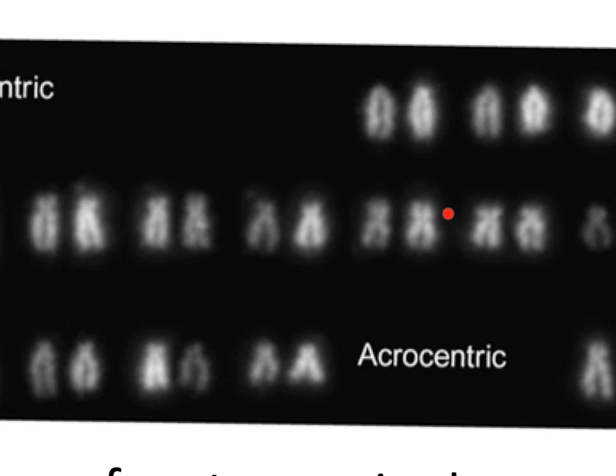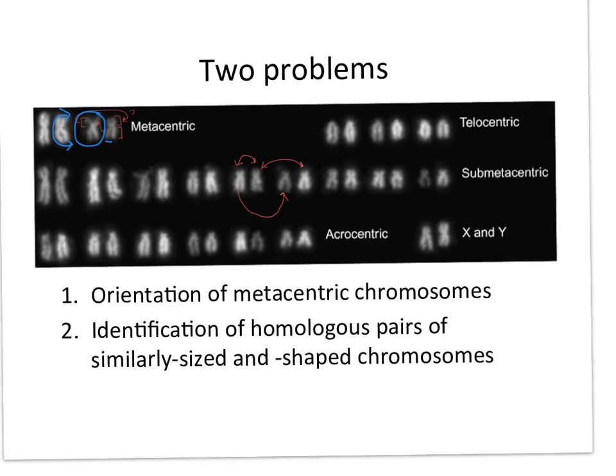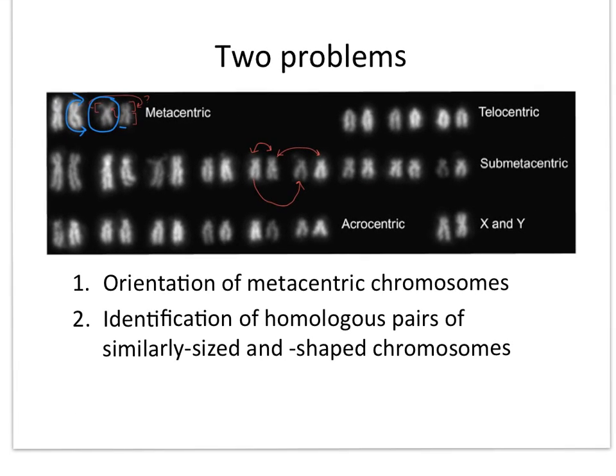So for these chromosomes, for example, how sure are we that those two chromosomes are really the ones that are supposed to be paired up? They're the homologous chromosomes. Could I maybe convince you that this chromosome actually is paired with that one, and this one with that one? It's hard to tell when the chromosomes are the same size or almost the same size, and the same or almost the same shape. So that's the problem of identification of homologous pairs of similarly sized and shaped chromosomes.